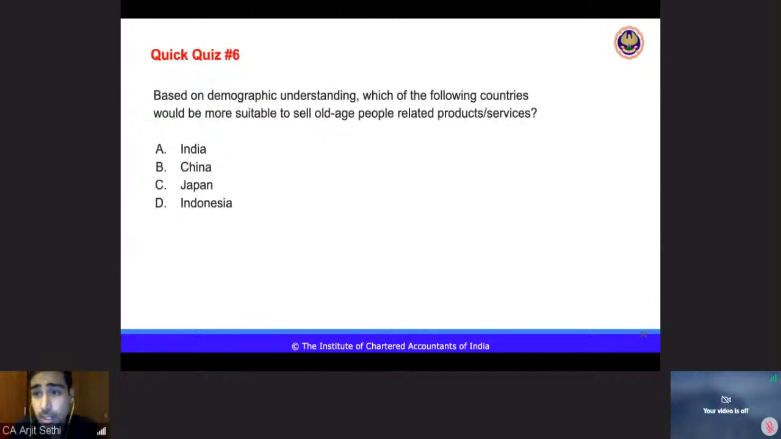Okay. Now here's a question for you, and this demographic topic will be entirely clear. Based on demographic understanding, which of the following countries would be more suitable to sell old age people related products or services? What is demographic? Demographic is the characteristic of the population, right? What is their age, gender, income, education? Based on demographic understanding, which of the following countries would be more suitable to sell old age people related products and services? Is it India, China, Japan, or Indonesia? 30 seconds on the clock.